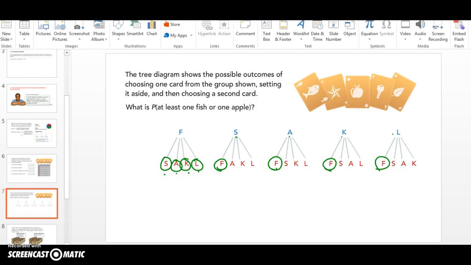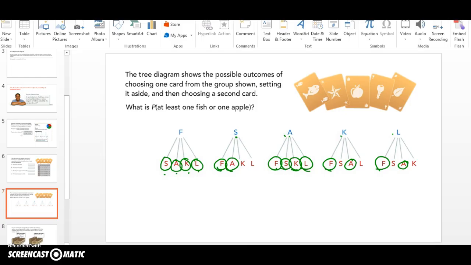Okay? Now I also have, yes? What about the apple? What did you circle? I also have an apple. So the second one, I go through and say, okay, those are all the fishes. Okay, so this is a star and then an apple, then a key, an apple, then a leaf. So those all work. Then I have a key, then an apple. I have a leaf, and then an apple. So all of those things are going to work because it's that or statement.